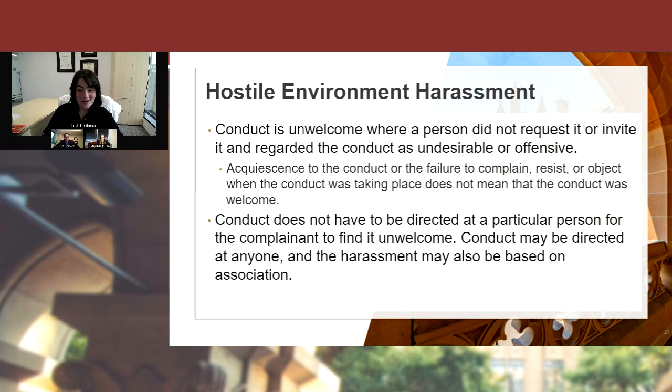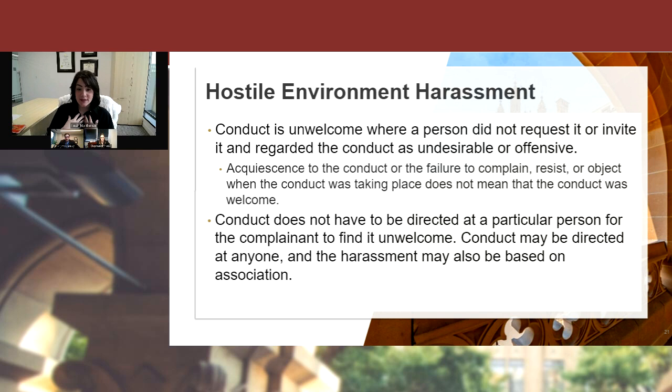Now, these elements, we're going to kind of break them down. So conduct is unwelcome if the person did not request it or invite it and regarded it as undesirable or offensive. And we like to point out here again, similar to the Title IX context, that simply acquiescing to this conduct or failing to complain or resist does not mean that person found that conduct welcome. It really is their kind of internal appreciation or understanding of the conduct that determines whether it was unwelcome or not. And conduct does not have to be directed at a particular person for that person to find it unwelcome. So they can just be in the same vicinity as someone else experiencing that conduct. This happens a lot in the online context where we see, maybe two people engaging in harassment towards one another.